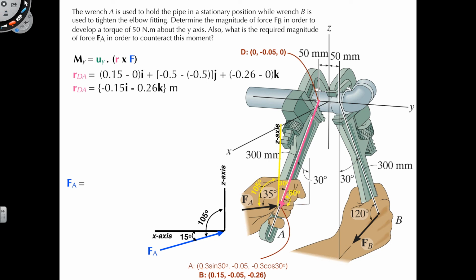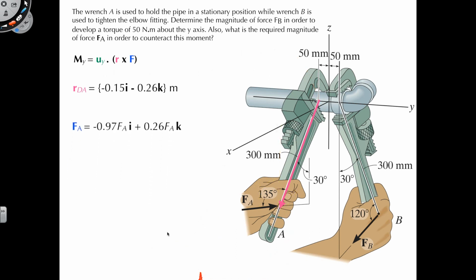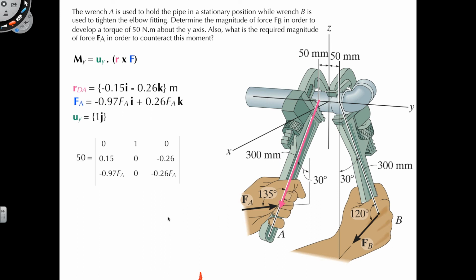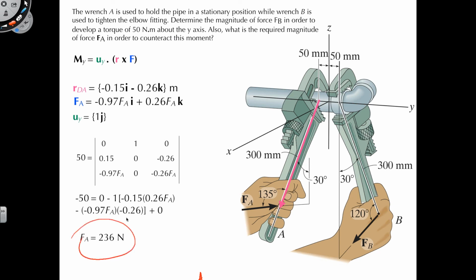Now we're sorted. Since we know this angle, we could solve for the components of FA, which are cosine and sine, times FA. We go through the same procedure again, which is now simple and you already know it: cross product, and then you solve for the unknown, and this will be your final answer.